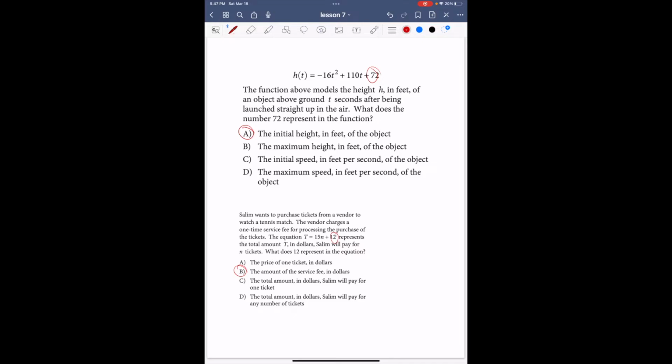If you're confused about the wording of the service fee, you could just realize that C represents the total amount, which is not the amount when n is 0. And that's the same thing for D. It's not the total amount. And A is the price of one ticket. Well, if you have one ticket, then n is 1, and the price of one ticket would be $27. So it's definitely not A.